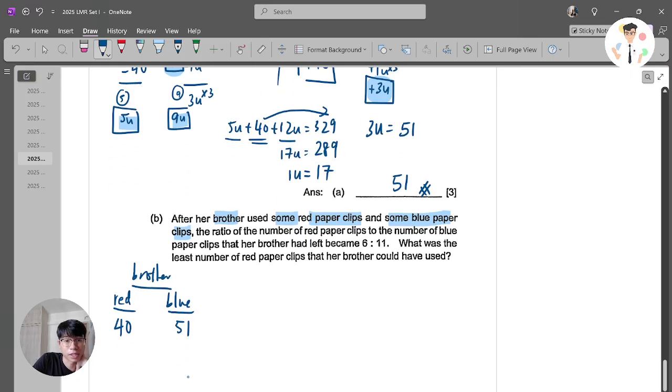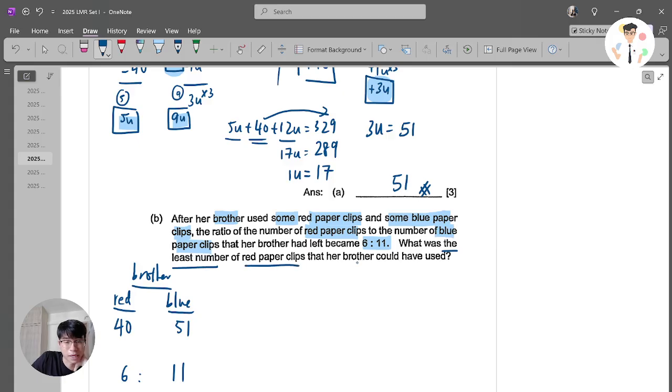Now the question here says what? The ratio of the number of red paper clips to blue paper clips left have become 6 to 11. Just now have 40 and 51. And he used some, so now becomes 6 to 11. And then now the question I asked, what was the least number of red paper clips that her brother could have used? Means I want to find the least number here.